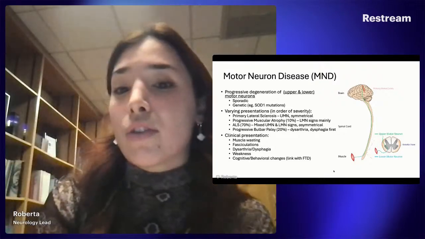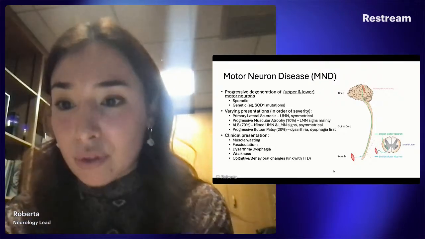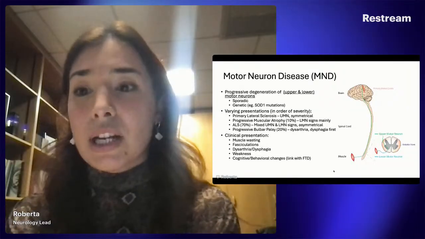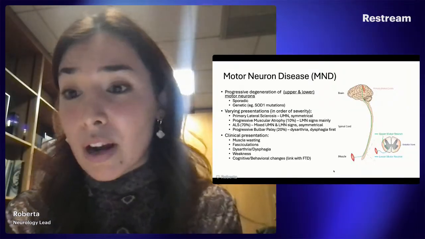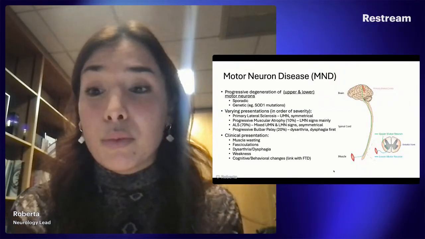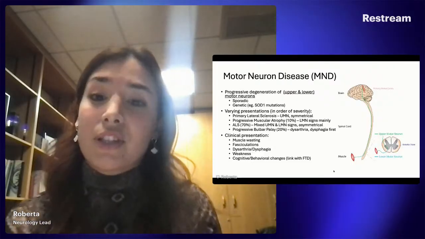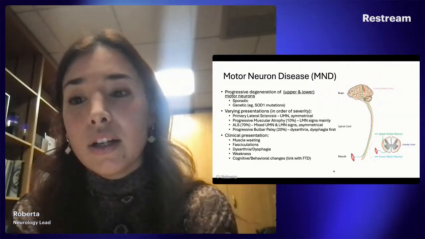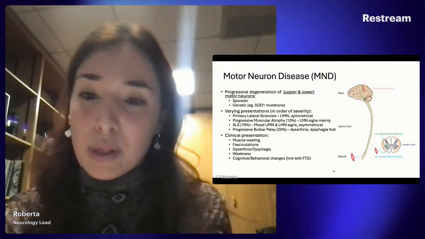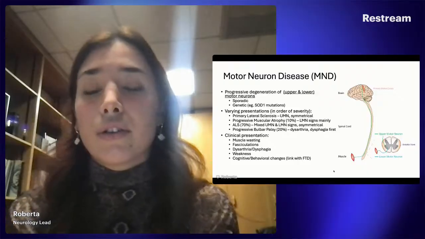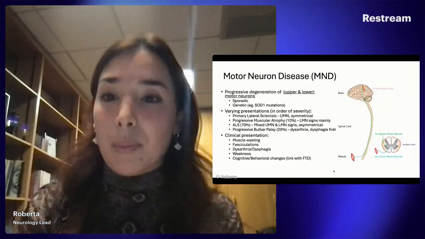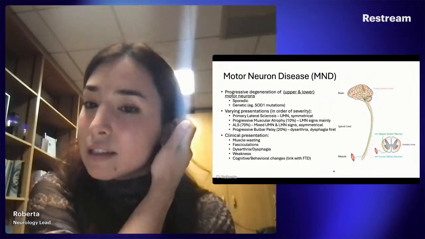There is also a correlation with some forms of frontotemporal dementia. So there is some genetics involved, but the disease can also be sporadic. The presentation will vary as well. So we can get, I put them in order of severity. You're not expected to know all the different types, especially for your exams. You're just expected to be able to pick up the features of motor neuron disease.